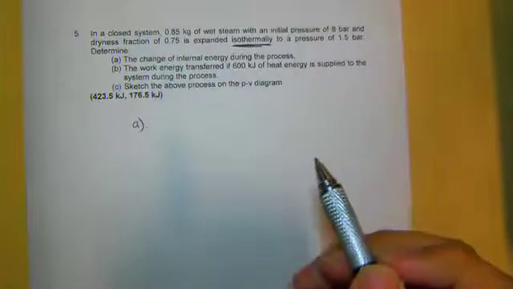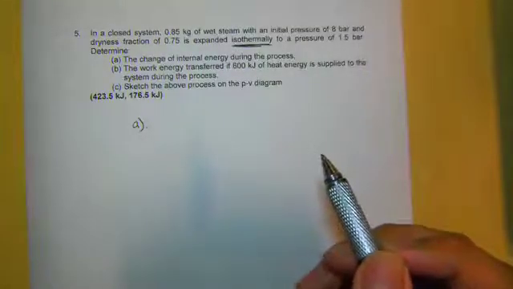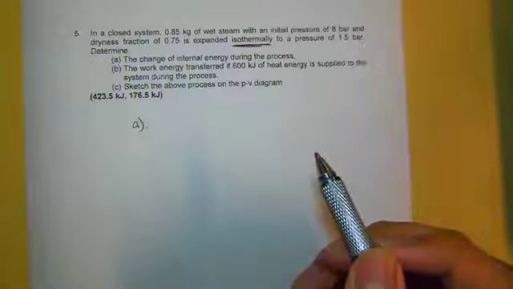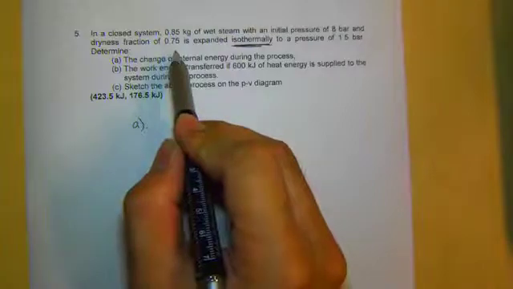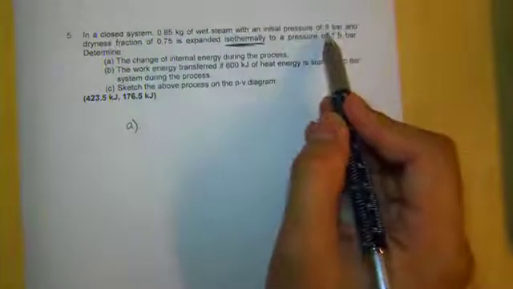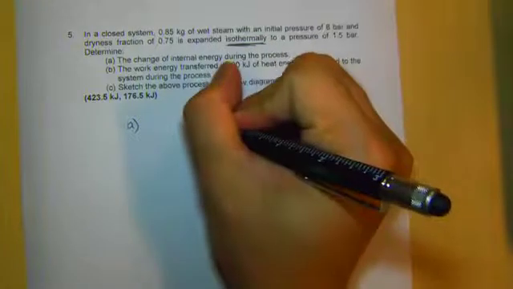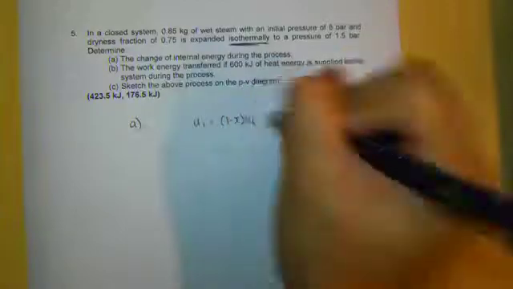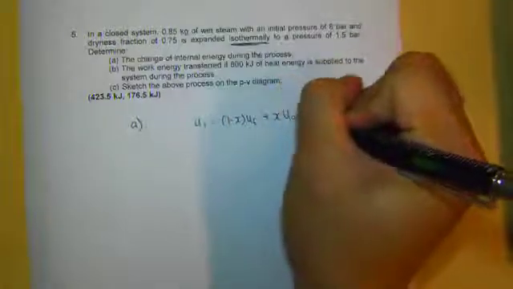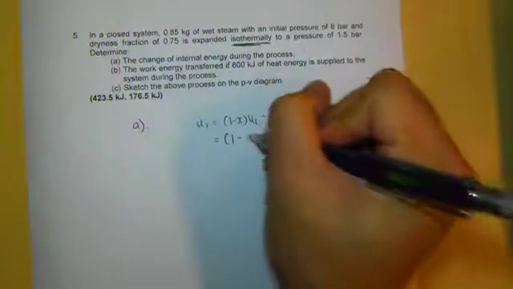So for part A, to get the change in internal energy, what do we need? We need both U1 and U2. So what is U1? U1, we know that it has a dryness fraction of 0.75 and an initial pressure of 8 bar. Therefore, this must be a wet steam, so we will use the wet steam formula. So U1 is equal to (1 minus x) Uf plus x Ug. The x value will be 0.75.